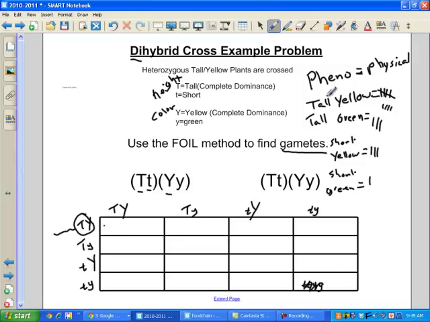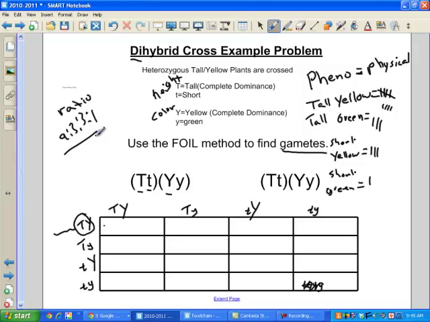That leaves us with an empty Punnett square. So our phenotypic ratio then, on a heterozygous cross with complete dominance, will be 9 to 3 to 3 to 1. And that is always going to be your phenotypic ratio when you have a cross like this.